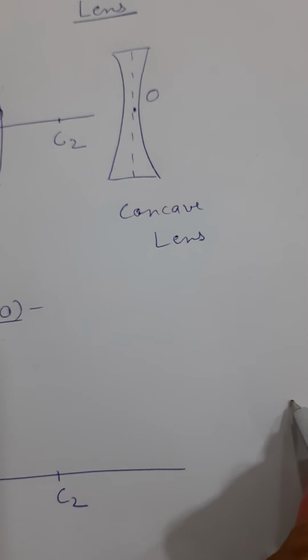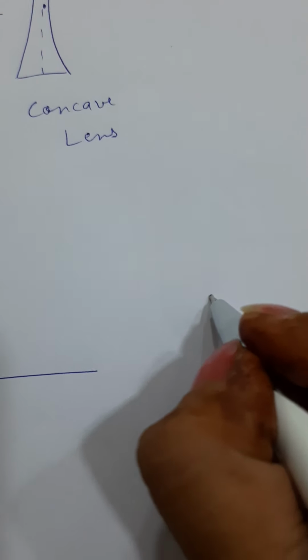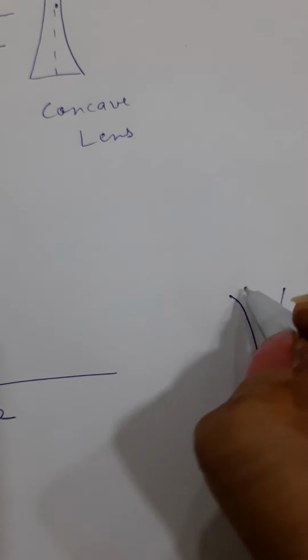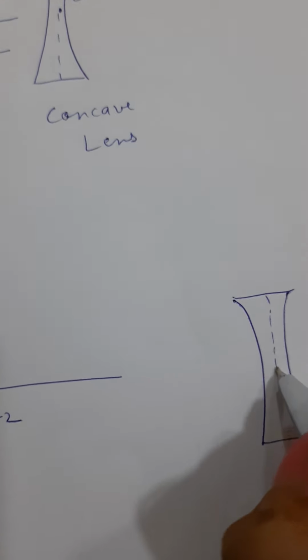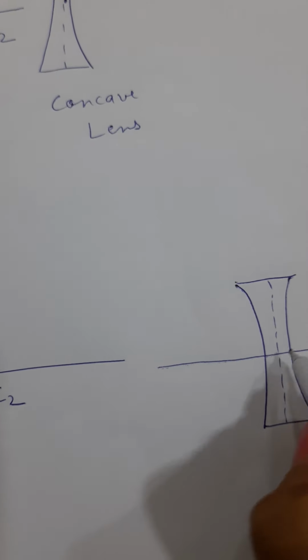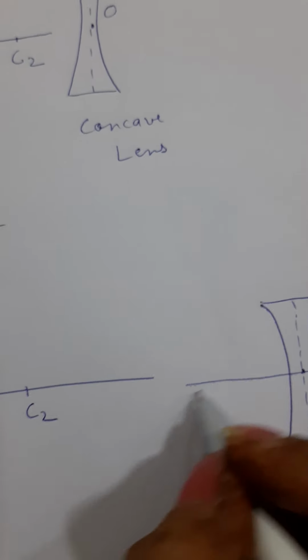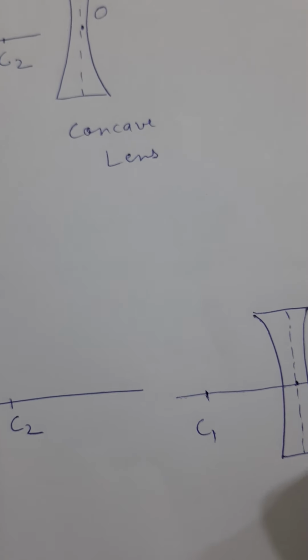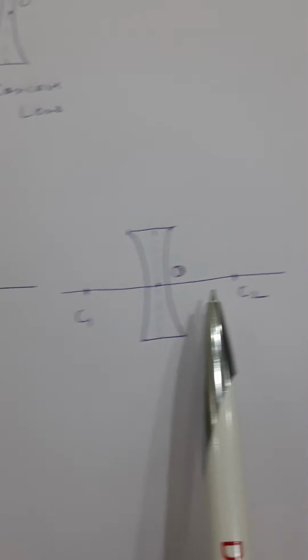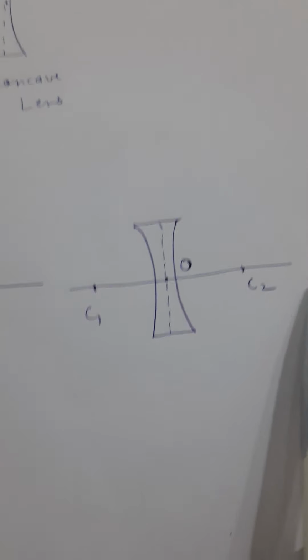Here, for a concave lens, suppose we have a concave lens. So we will draw a concave lens. But whenever we draw lenses, we will draw thin lenses, not thick lenses. So it is C1 and it is C2. You just check, it is C1 and C2. For convex like this and for concave like this, it is the same.